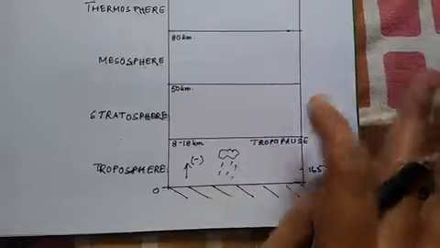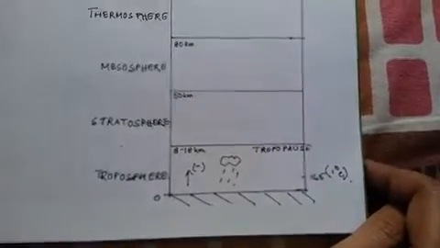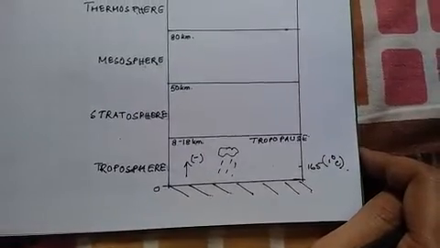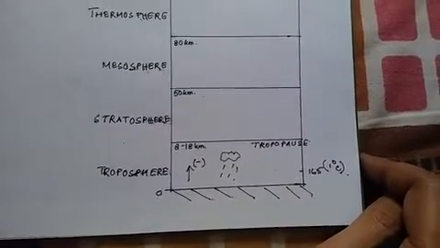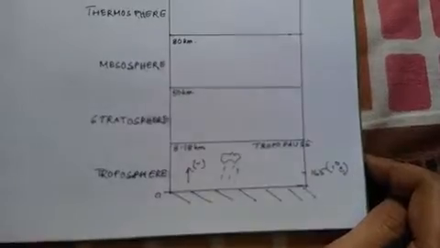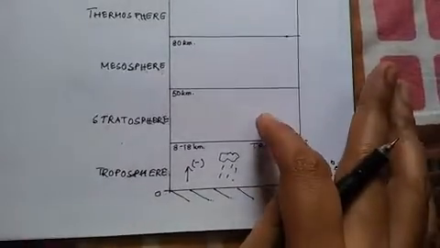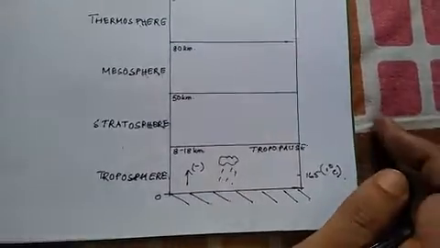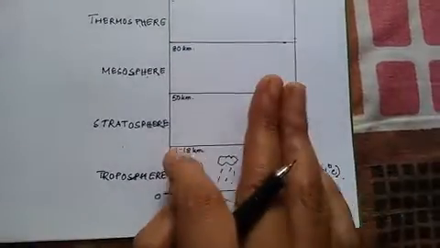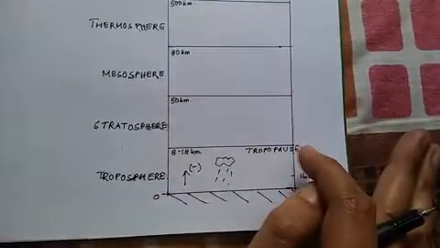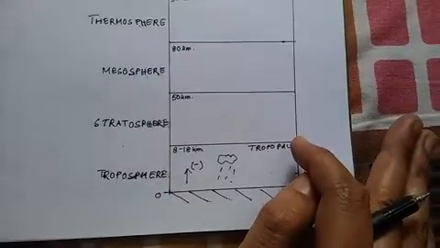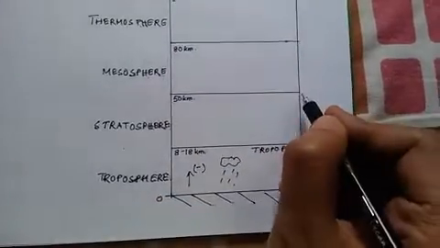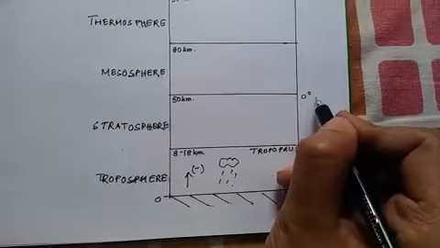Next we will move on to stratosphere. Stratosphere is the second layer of the atmosphere. This layer is just above the troposphere but below the mesosphere. The temperature is constant here. The temperature is constant in the lower part. It is about 0 degree at 50 kilometer of height. Here about 0 degree Celsius.